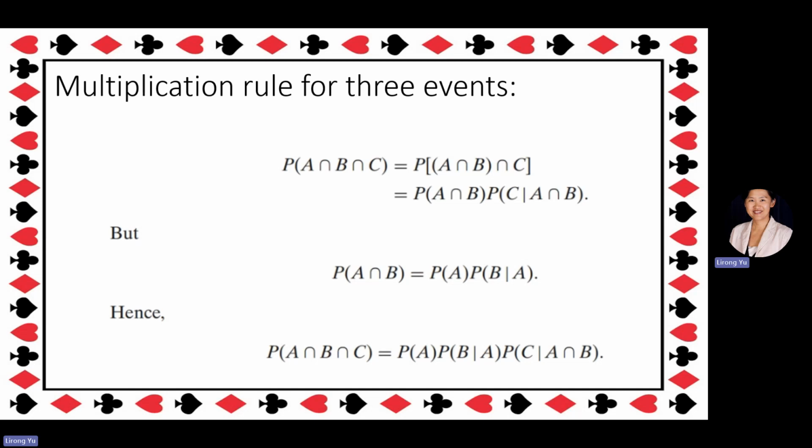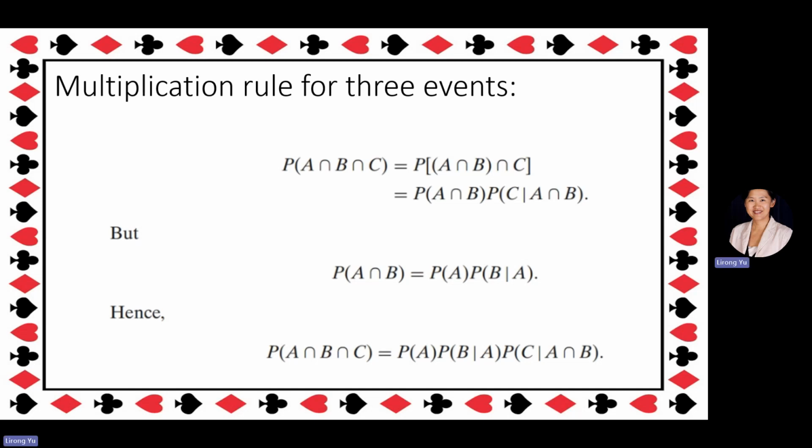You can think of a sequence of events. So if you want A, B, C all to happen, let's say A happened first, then you want B to happen under the condition that A already happened, and then you want C to happen under the condition that A and B already happened. So conditioning on A and B. So that logically it is okay. That makes it possible for us to connect the formula and understand the formula.